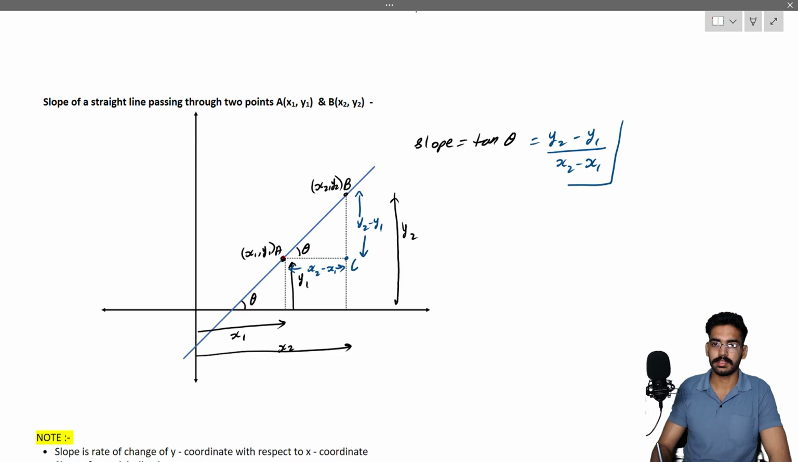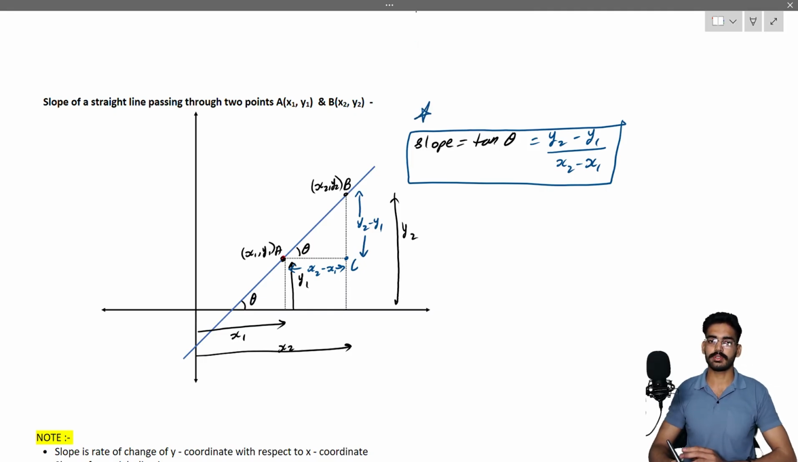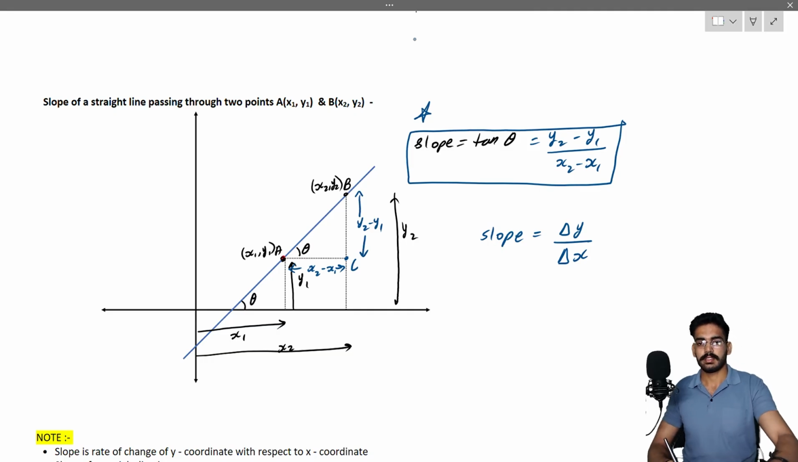This is your slope. Okay, so this is a very important formula you have to remember. The slope of a line passing through points (x1, y1) and (x2, y2), any two general points, will be y2 minus y1 divided by x2 minus x1. What else can we say? We can say this slope is basically delta y, the change in y, divided by delta x, right? This is also the same thing, you can remember this.